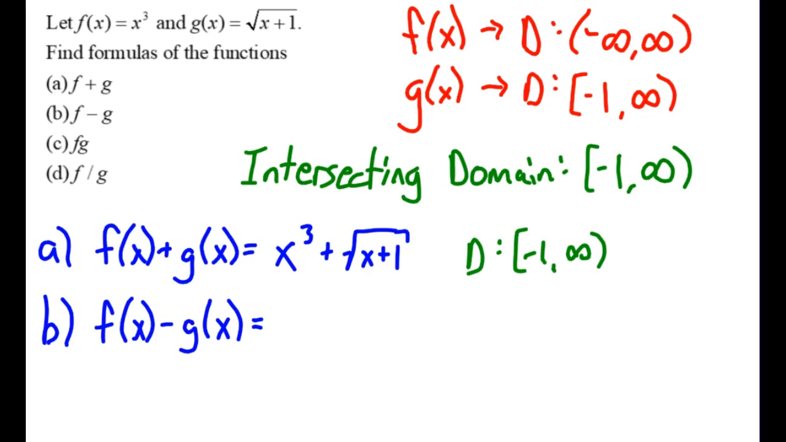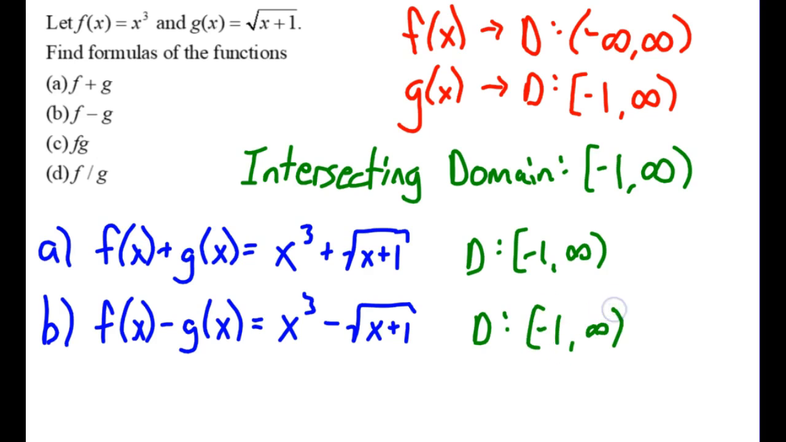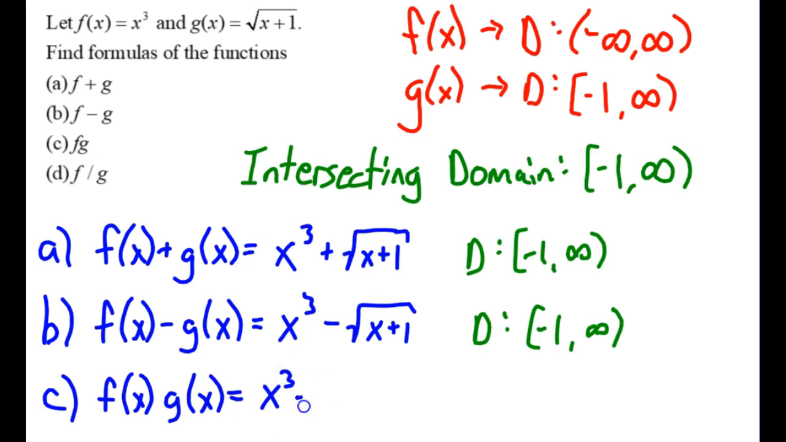Part B, we want to find the difference. So we take f of x minus g of x. Very similar, we have x cubed, and then minus our g of x function, which is the square root of x plus 1. Our domain is going to be the same, negative 1 included to infinity. Part C, we want to find the product, so we take f of x times g of x, which gets us x cubed times the square root of x plus 1. Domain, once again, negative 1 included to infinity.